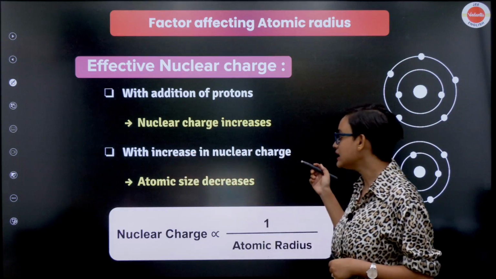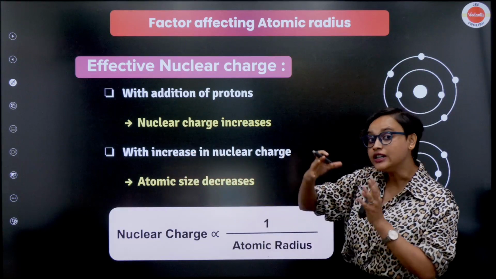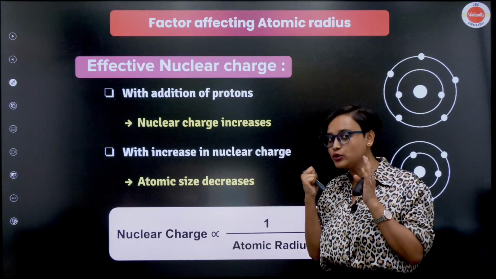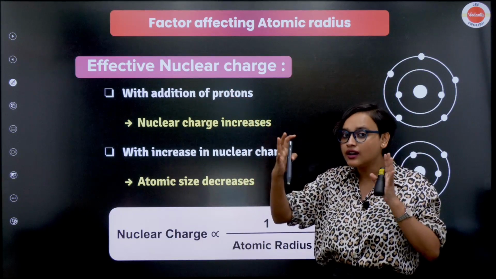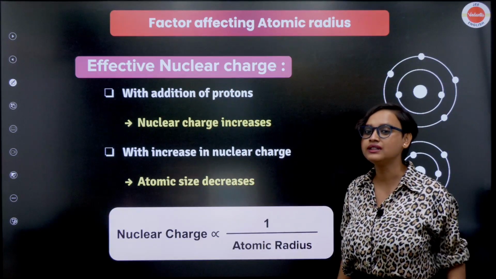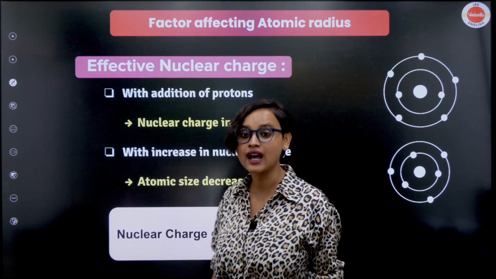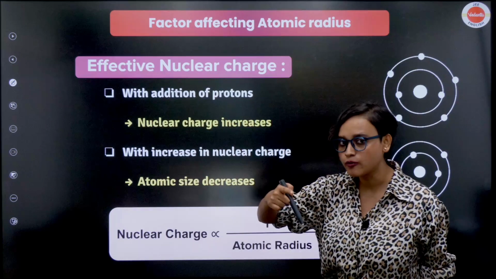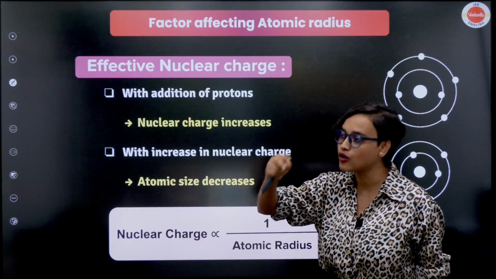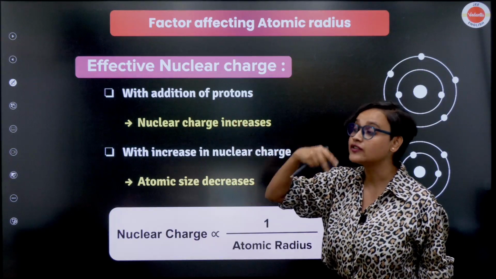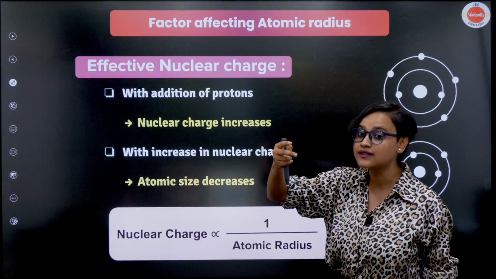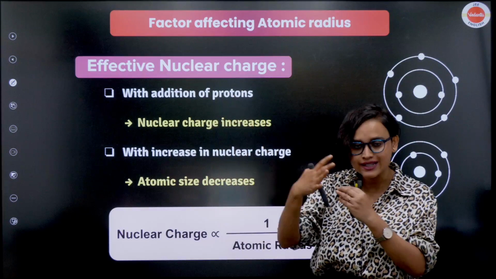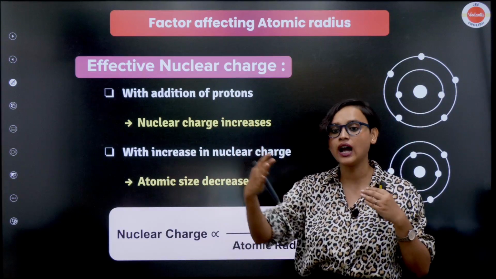Now, with an increase in nuclear charge, if the charge is a lot, then obviously it will be able to pull the electrons closer, and so the size of the atom decreases. By the way, I mistook it. With the addition of protons, if there are more protons, then the nuclear charge increases, and if the nuclear charge increases, then obviously the size of the atom will decrease.